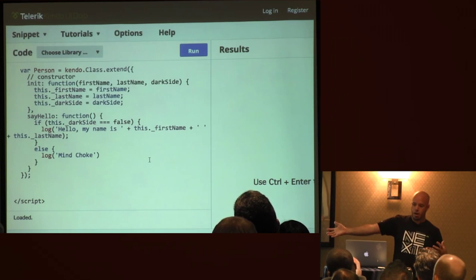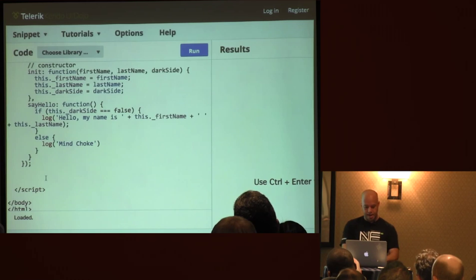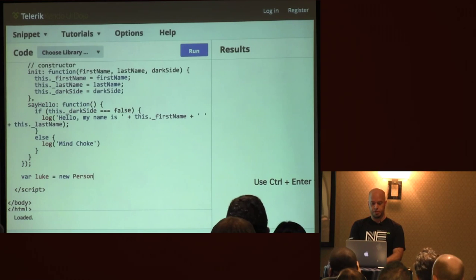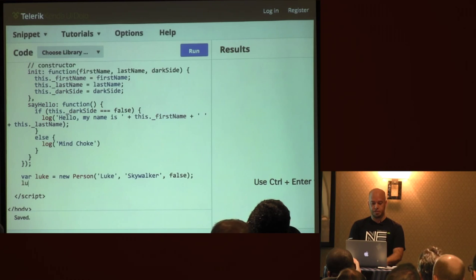Basically I'm just looking if this person's on the dark side. If they're not on the dark side, we're going to say hello. If they are, then we're just going to mind choke the person. So we should be able to say, in theory, var Luke equals new person, and then we'll say his first name is Luke, his last name is Skywalker, and not on the dark side. And then we should just be able to say Luke, say hello.